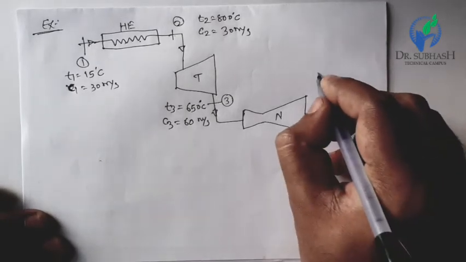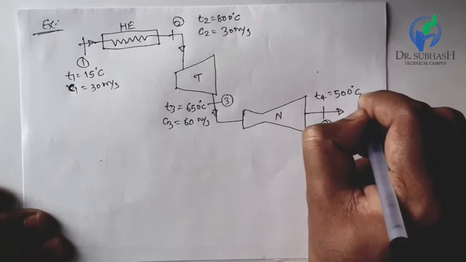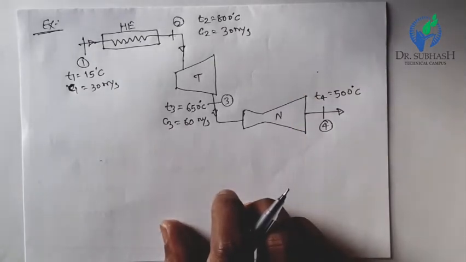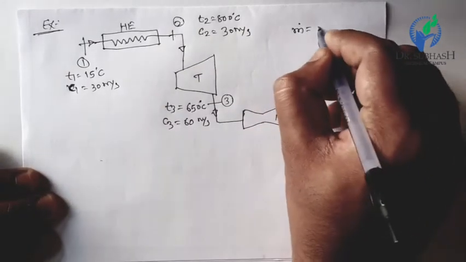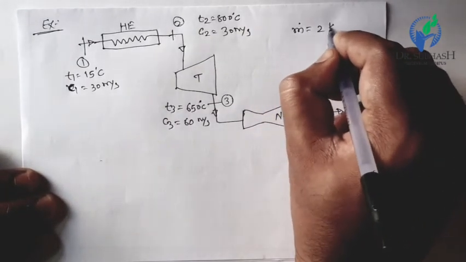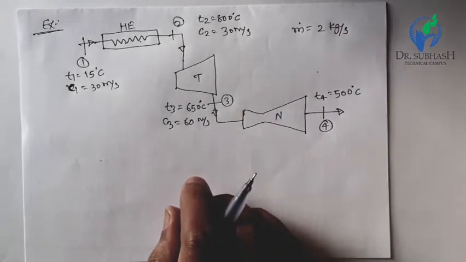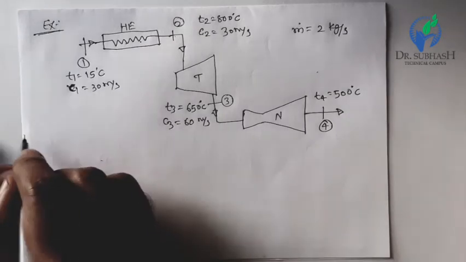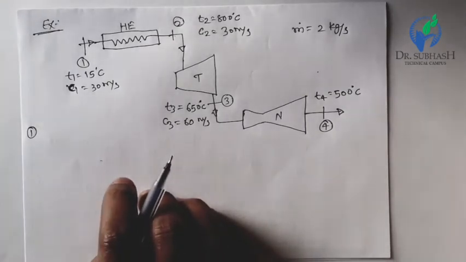Then first, what we are supposed to calculate is the rate of heat transfer to the air in the heat exchanger. So del Q by dt, rate of heat transfer during heat exchanger. So I will write here 1 to 2. So change in heat during 1 to 2 process, say in the heat exchanger.